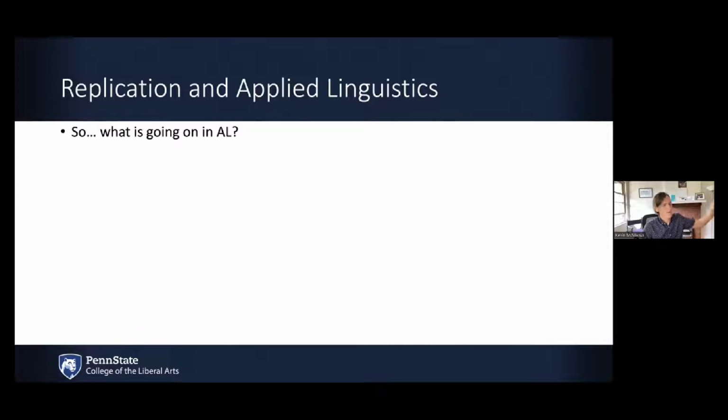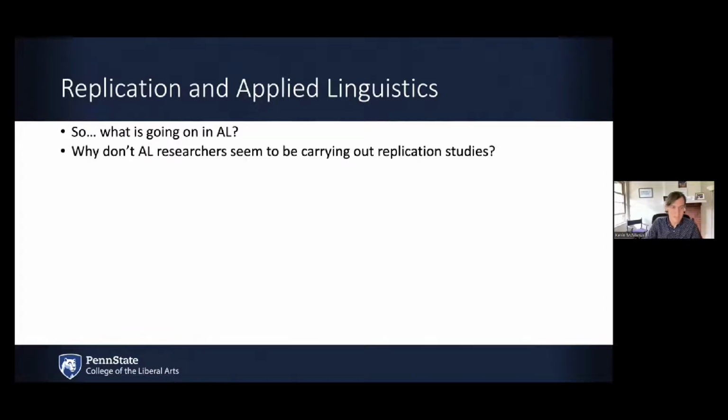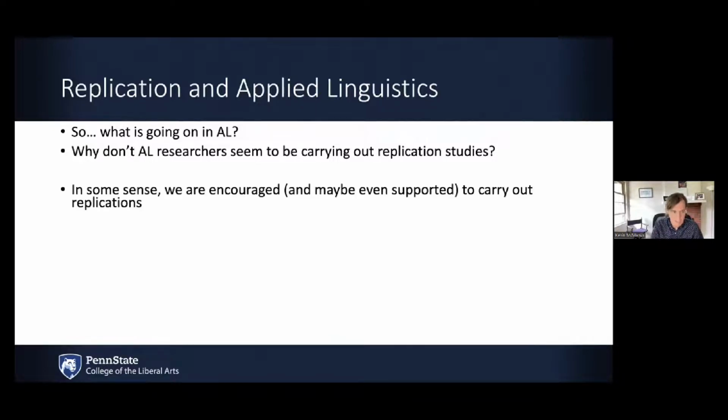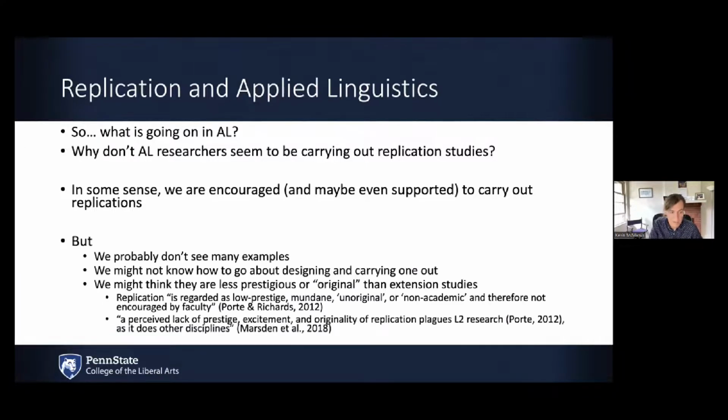So the question is, okay, what's going on in applied linguistics? Why don't applied linguistics researchers seem to be carrying out replication studies, right? I would say that in some sense, we're encouraged to do it. And some of the time we're supported to do it as well, right? Such as these journal initiatives, things like that. But if it's only 1 in every 400, the chances are we're not going to see many examples of what a replication study looks like.